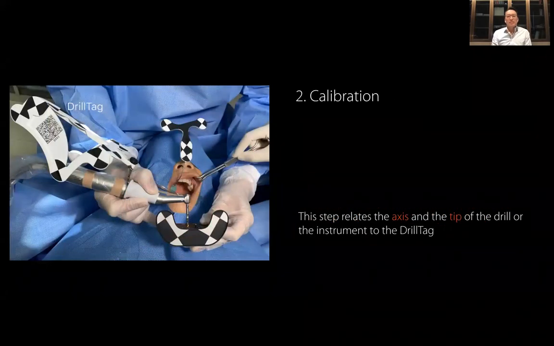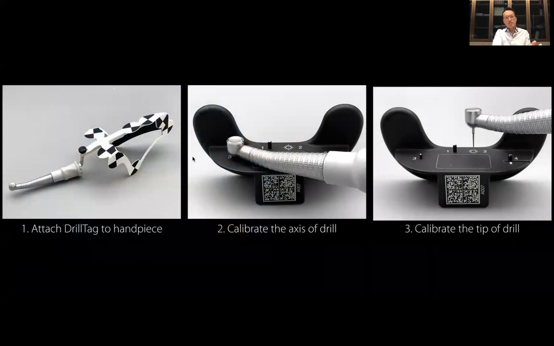And the second step of this 3-step process is the calibration. This step relates the axis and the tip of the drill or the instrument to the drill tag. What we need to do is first attach this drill tag to the handpiece. This handpiece could be a high-speed handpiece, contra-angle, piezo surgical unit, anything you choose.